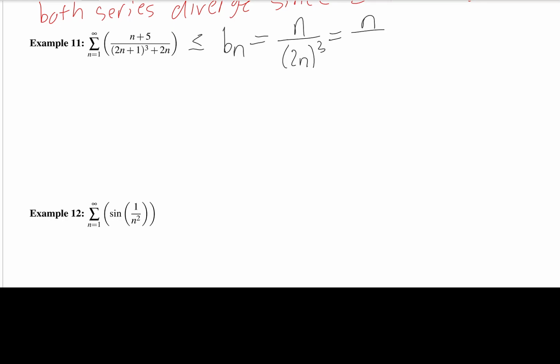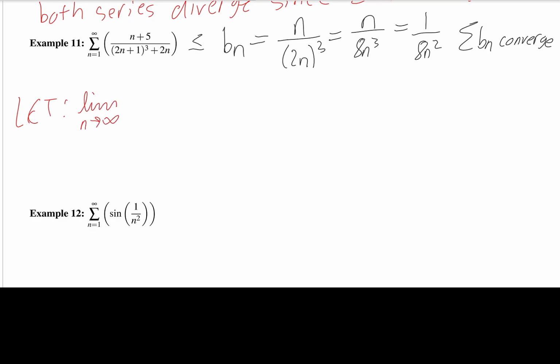So that gives me n over 8n cubed, which will give us 1 over 8n squared. All right, and so what I know is that this sum has to converge by the p-series. So now I'll look at our limit comparison test. So we have the limit as n goes to infinity of (n plus 5) over (2n plus 1) cubed plus 2n, over 1 over 8n squared.